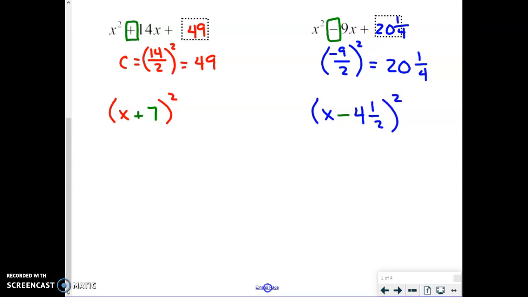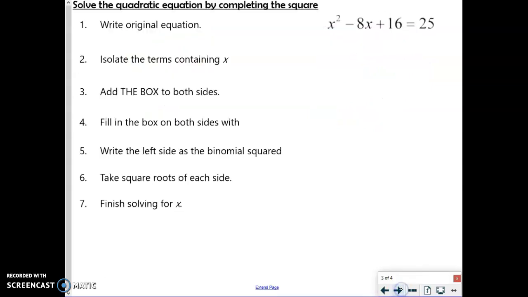So that's really the key component for today's lesson in being able to understand how to solve using square roots by completing the square. So let's go through an example. The example we have up here is the one that we saw on the first screen. How did we say we'd solve it? Let's go through the process.